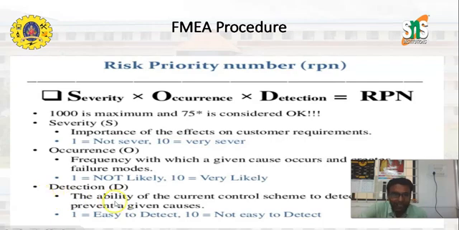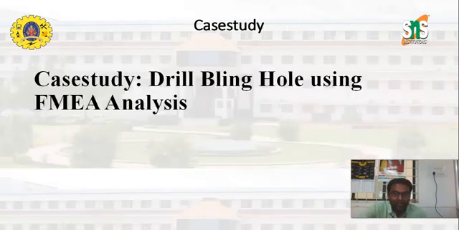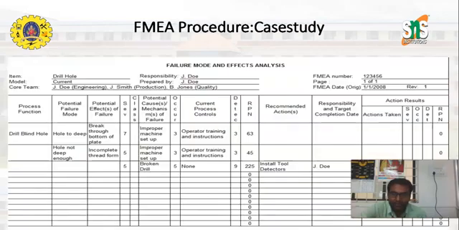Next one is the detection level D, the ability of the current control scheme to detect or prevent the given causes. If the rating is 1, it is easy to detect, and if the rating is 10, it is not easy to detect for the particular type of product. We are going to discuss the case study for drilling a blind hole using the FMEA analysis. This is the FMEA chart.